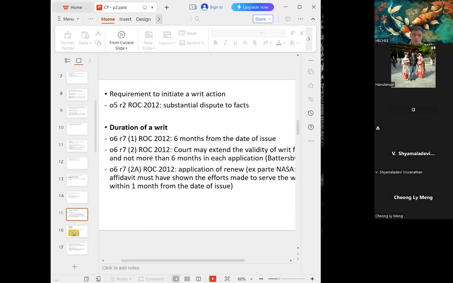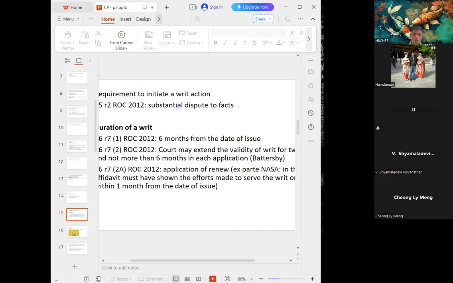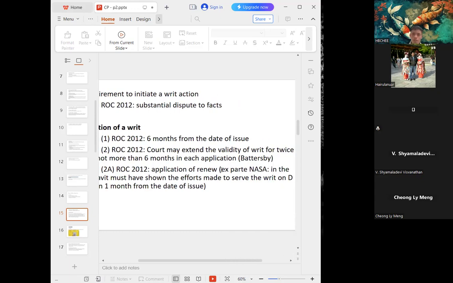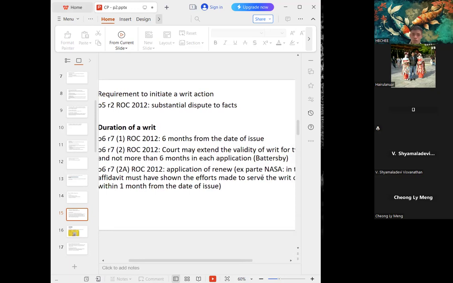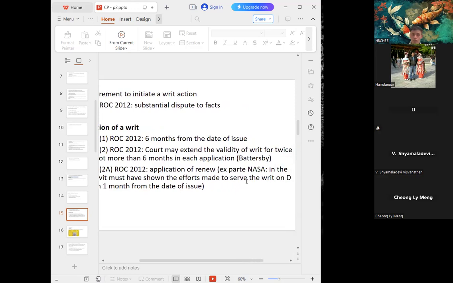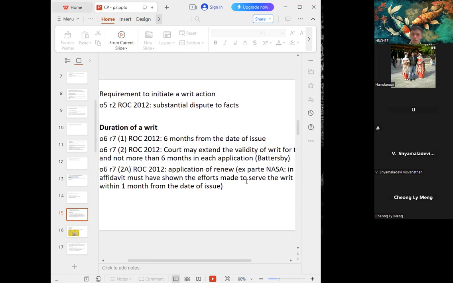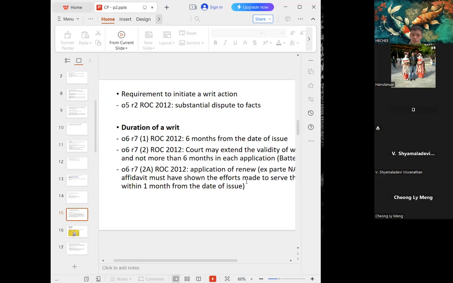Sub Rule 2A provides that the application is by way of ex parte notice of application supported by affidavit. The contents of the affidavit must show the efforts the plaintiff has made to serve the writ on the defendant within 1 month from the date of issue, because you cannot simply go to the court and say, oh, I have the right. So you must extend the validity.